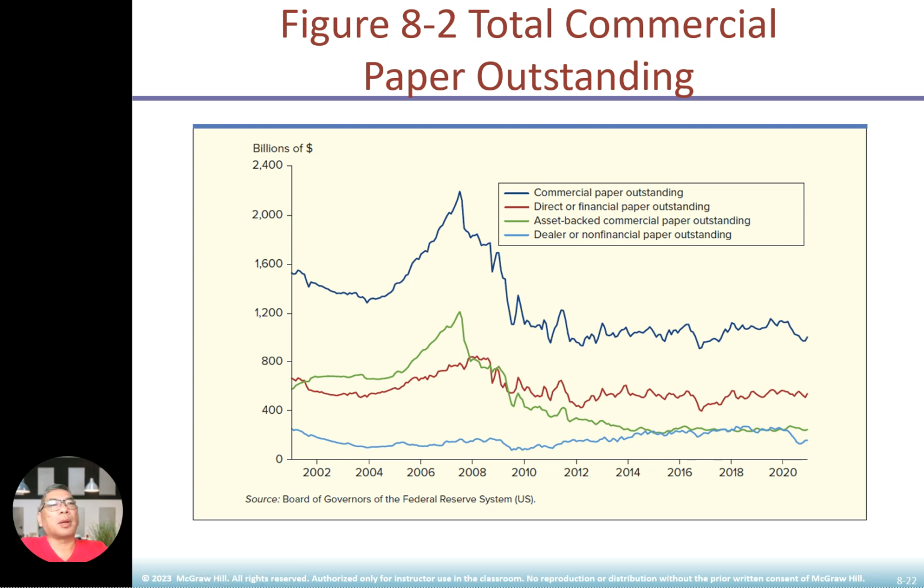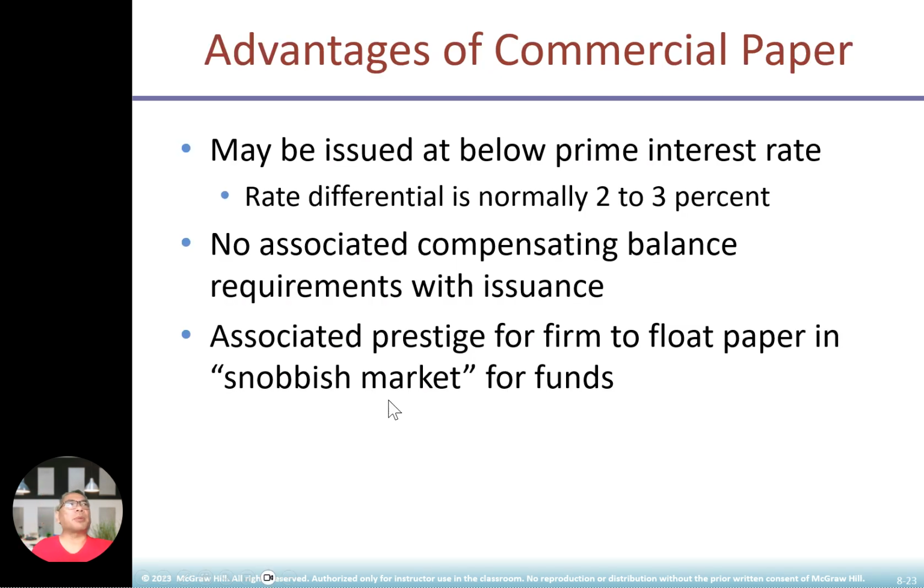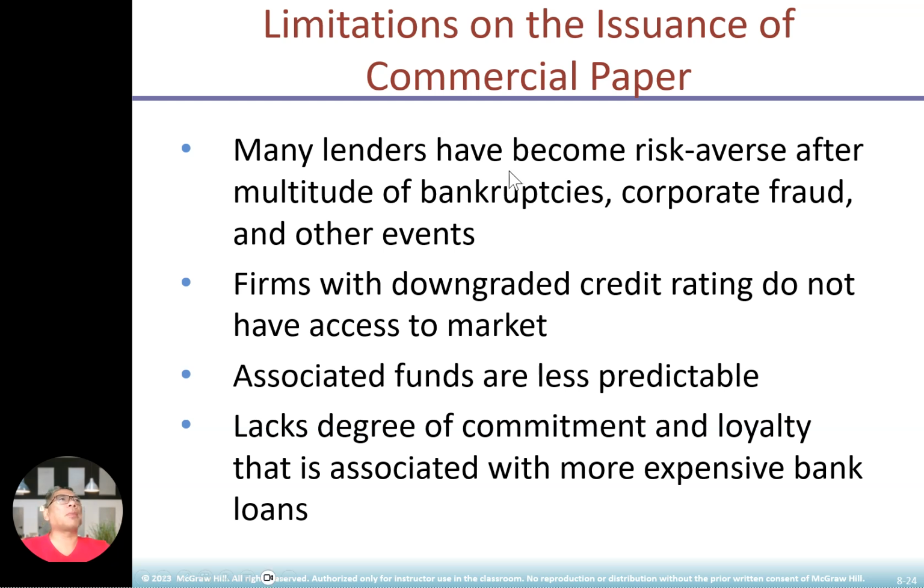Okay, the advantage of commercial paper is that it may be issued at below the prime interest rate, usually normally 2 to 3% below. There are no compensating balance requirements, and it is associated with prestige for a firm that can float paper in the market for funds. Okay, for many lenders, there's a limitation as well in terms of issuing paper.